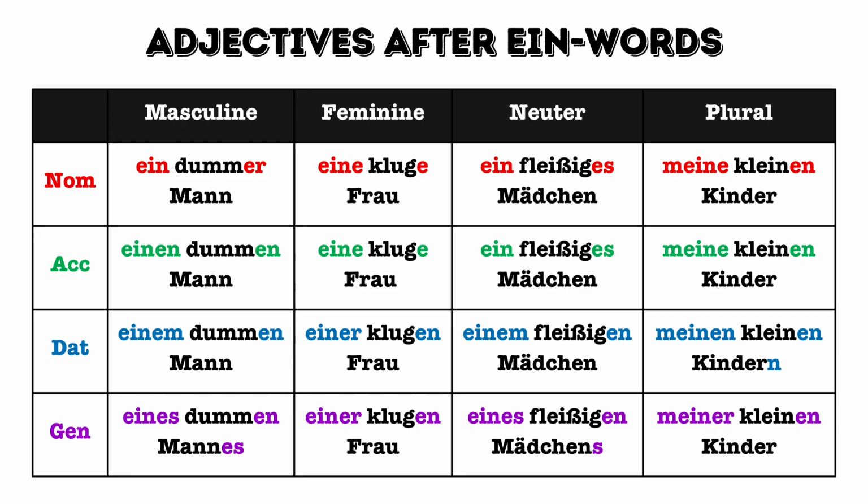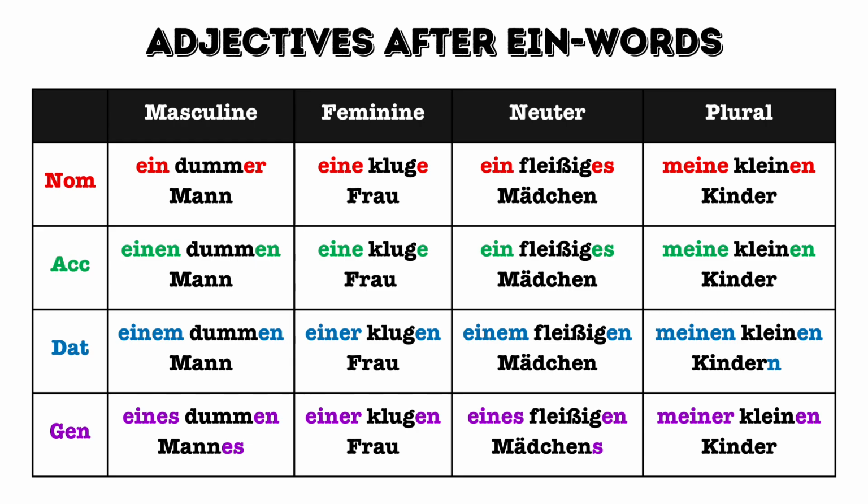Ein dummer Mann, but ein fleißiges Mädchen. Notice how there's an s at the end of the adjective ending for neuter nouns. That's because das used to show us the gender, and now we have to show it through the adjective ending. Ein fleißiges Mädchen. Ein dummer Mann, a dumb man. Eine kluge Frau, a smart woman. Ein fleißiges Mädchen, a hard-working girl.